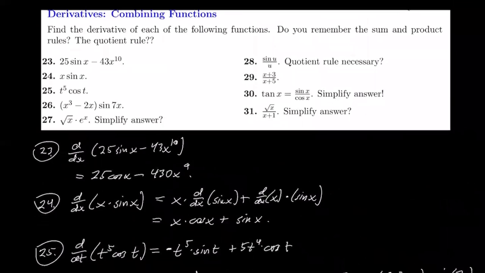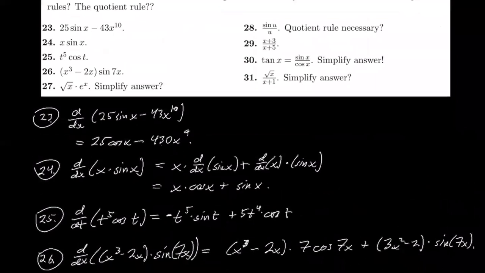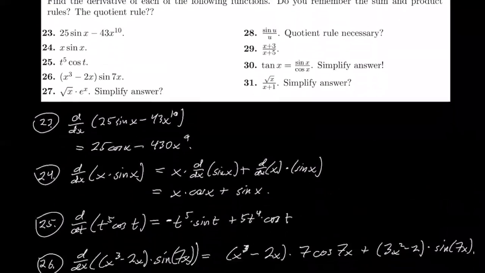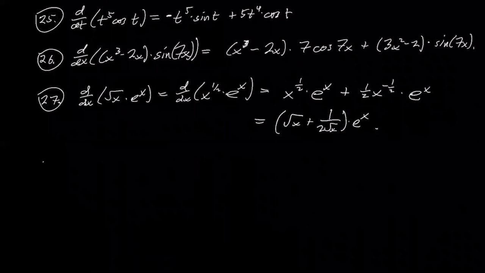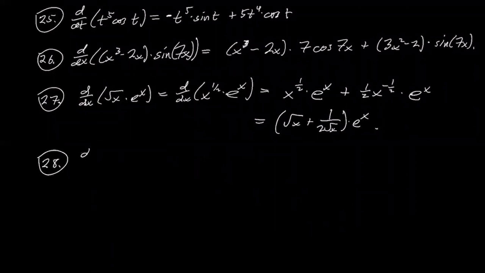Let's keep going. 28, sine u over u. Okay, so that's right. The derivative with respect to u of sine u over u. Well, there is this thing called the quotient rule, so I'll do it 2 different ways. I'll do it with the quotient rule first.